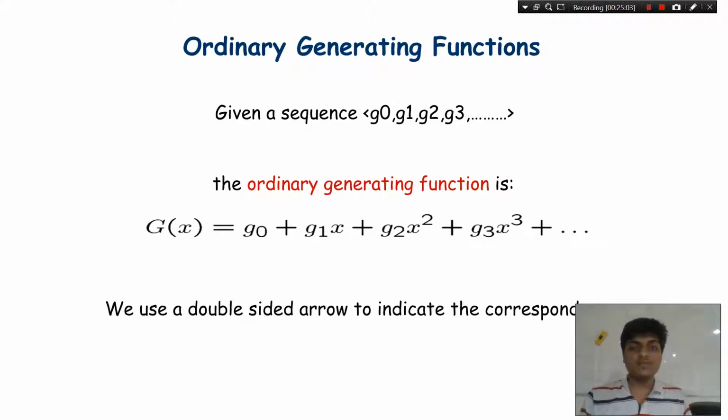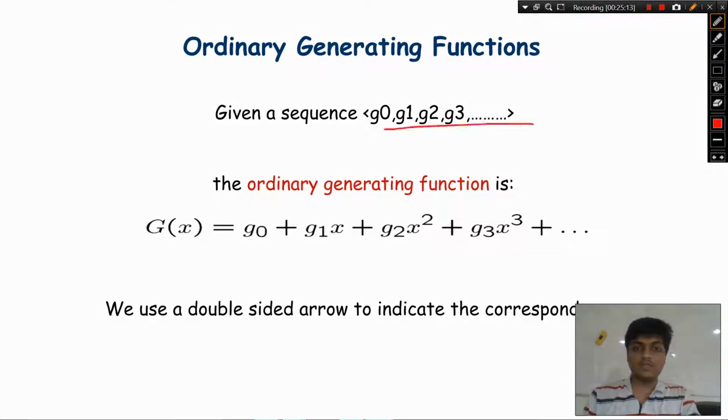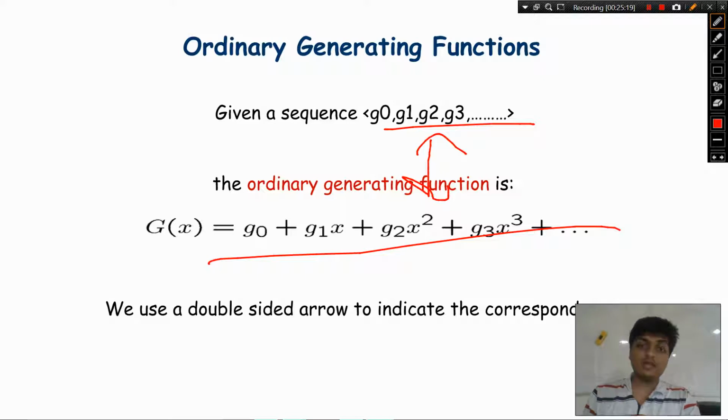So suppose G0, G1, G2, G3 is the sequence. Then the generating function is defined to be G0 plus G1x plus G2x squared plus G3x cubed, and so on. There is a correspondence between the sequence and this function. Given any series, I can give you a function, and given any function, I can give you the series corresponding to that function, right?